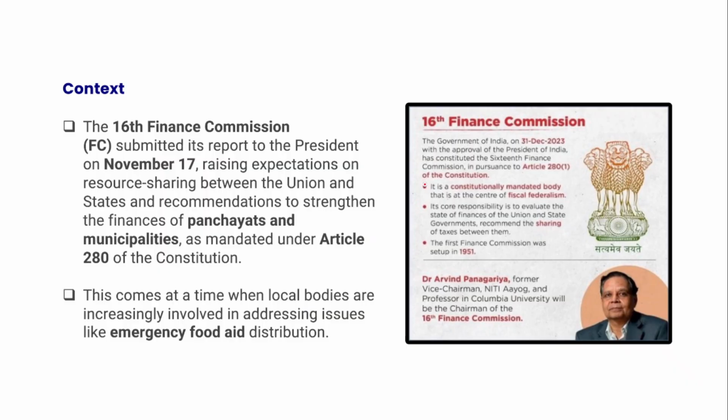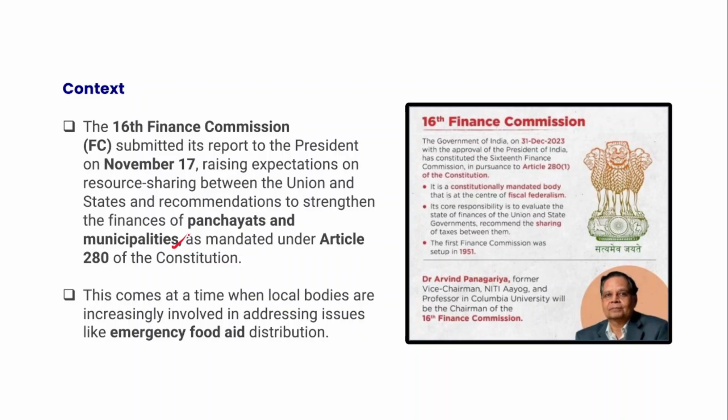Now, in fact, the 16th Finance Commission has submitted its report to the President on November 17 this year. This report has been raising expectations of resource sharing between the union government and states, because the fundamental objective of constituting the Finance Commission once in 5 years by the President is to decide the net proceeds of taxes between the union and state governments. It is also expected that the 16th Finance Commission will make recommendations to strengthen finances of panchayats and municipalities as well.